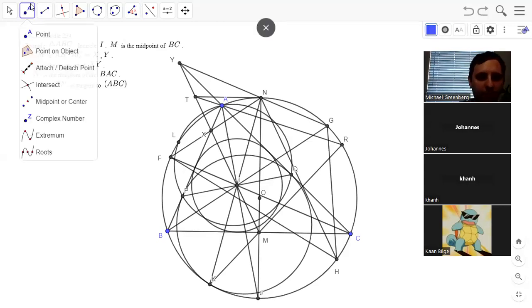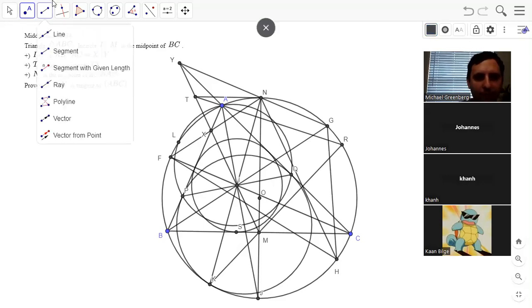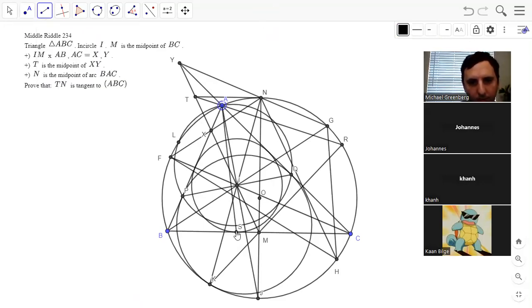I'm going to draw back in AD or AS. So this would be the midpoint of AS. Let's see. So yeah, I wonder if we show that NA is a symmedian and NXY, I wonder if that would somehow solve the problem.